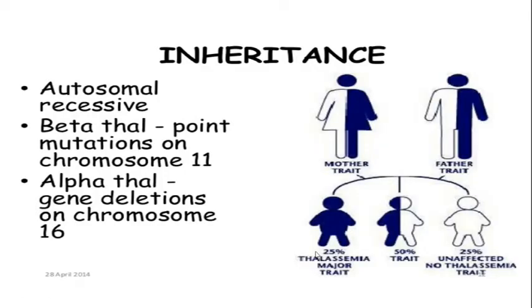So inheritance is autosomal recessive. If a mother is a trait and a father is a trait, and there is a point mutation on chromosome 11, or alpha thalassemia is due to gene deletion on chromosome 16. So if there is a trait in a mother and father, the chances of thalassemia major are 25%, trait 50%, and unaffected 25%.